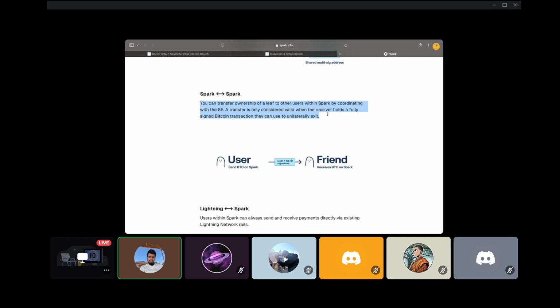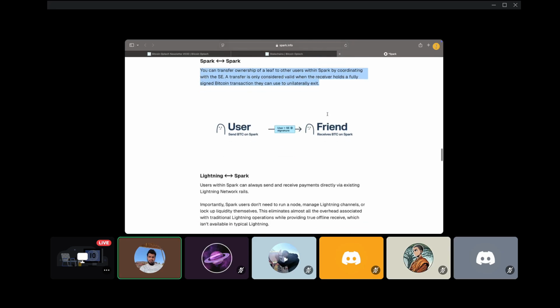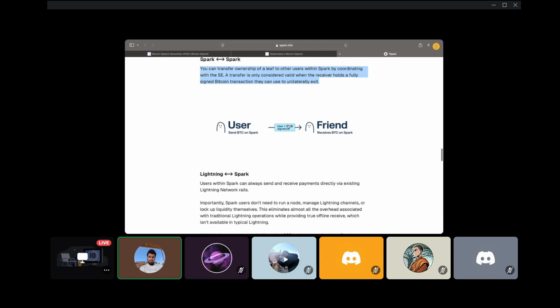Right? So to exit from layer 2 to layer 1, you can do that unilaterally, but to transfer funds from one user on layer 2 to another user on layer 2, you need collaboration with the Spark entity. This is an example: user plus SE. So the Spark entity needs to sign. You cannot unilaterally delegate the ownership of a UTXO, or what is referred to as a leaf, from one person to another without the consent of the trusted third party, here being the Spark entity.